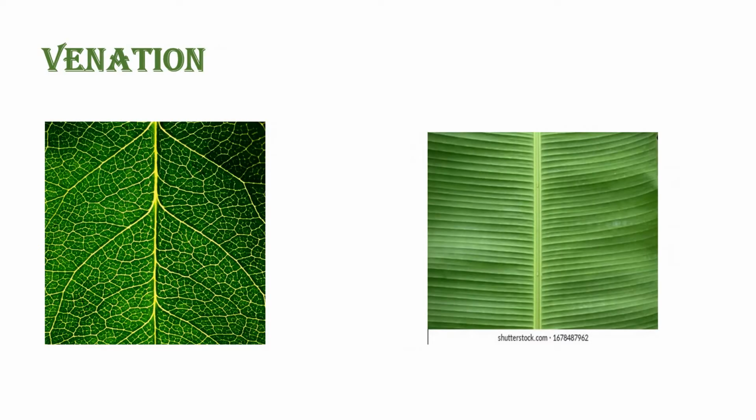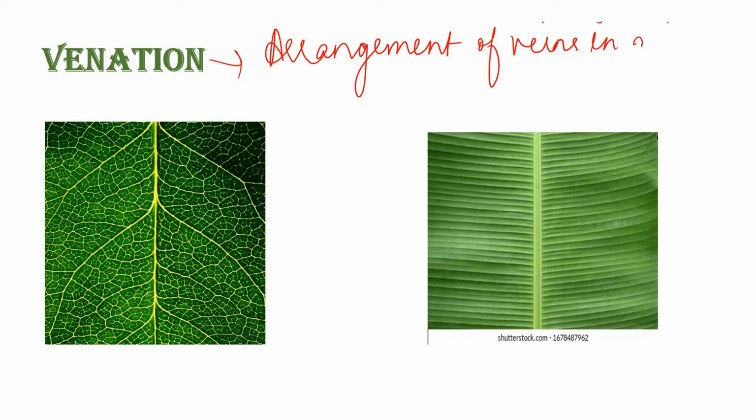Next, let's go to venation. Now, what is venation? The arrangement of veins in a leaf is called venation. What we can see in this slide is that we have the veins arranged in different ways in both the pictures. Here we can see that the veins are arranged in a network-like pattern. Can you see the puzzle-like pattern?